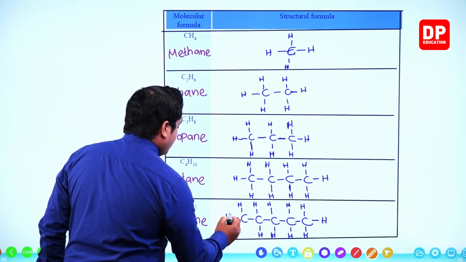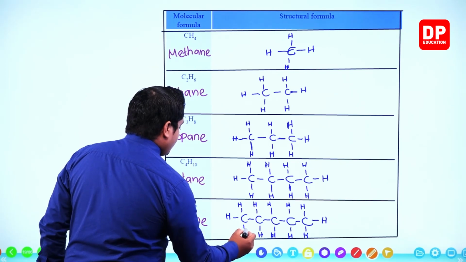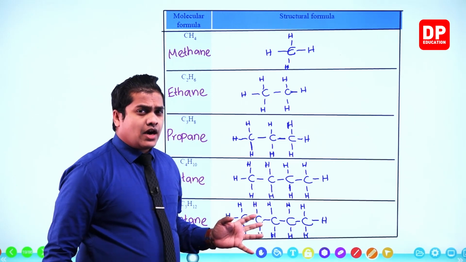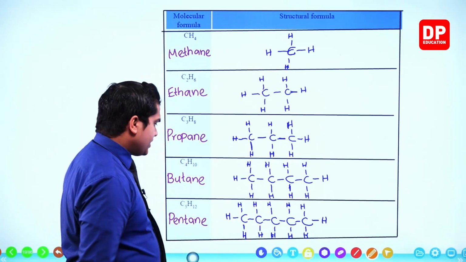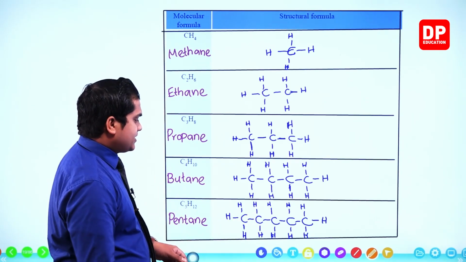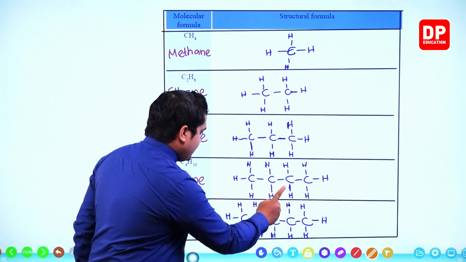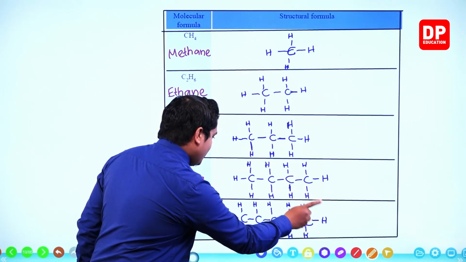1, 2 and 3. Now my dear children, let's check whether our hydrogen count is correct or wrong. Now there should be 12 hydrogen. Let's count. 1, 2, 3, 4, 5, 6, 7, 8, 9, 10, 11 and 12.